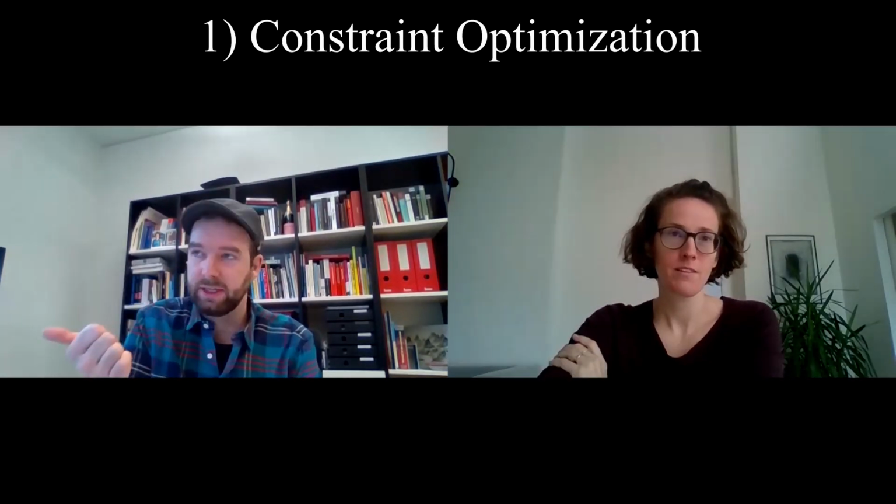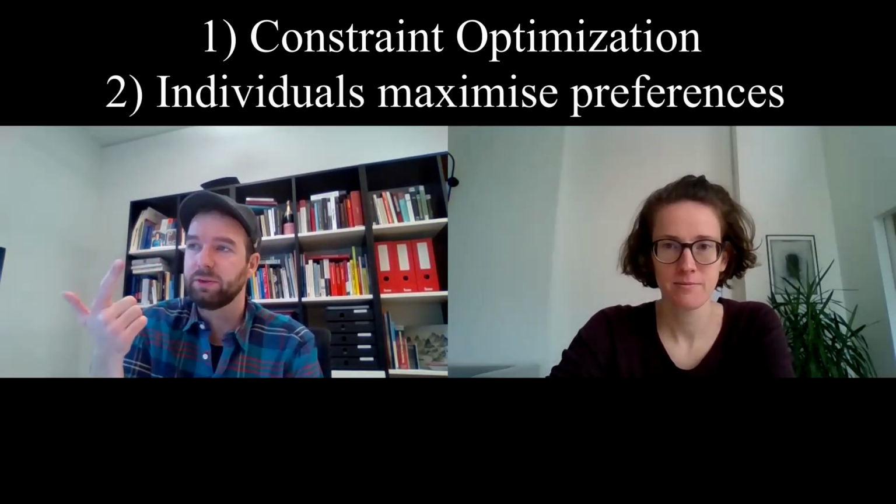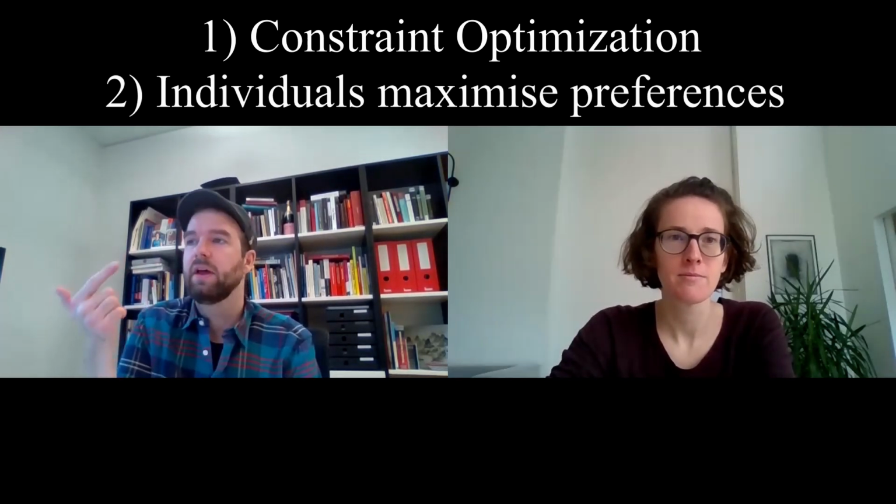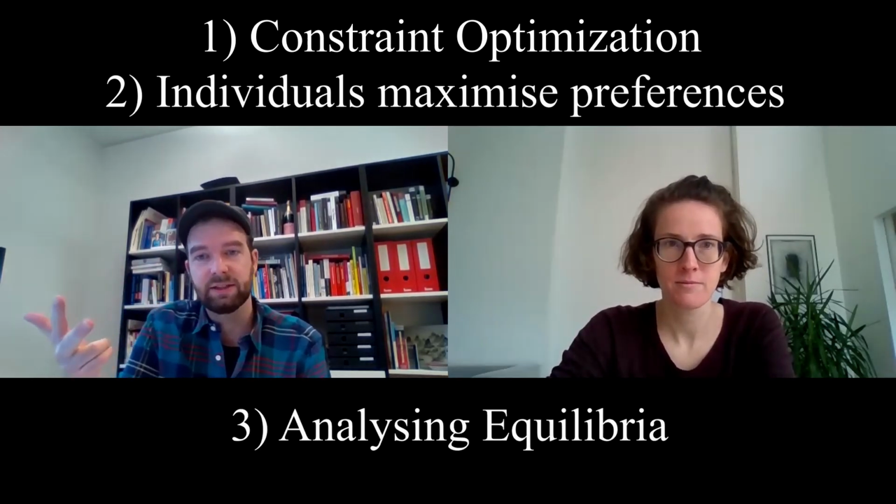In the history of economic thought, and economics has been around for literally centuries, neoclassical economics has been sort of the mainstream, the main idea in economics since about the 1960s. It's still a lot of what's being taught, but that's changing. So 3 really important characteristics of neoclassical economics are constrained optimization. Then we have individuals maximizing their preferences. And then we have this idea of analyzing equilibria.